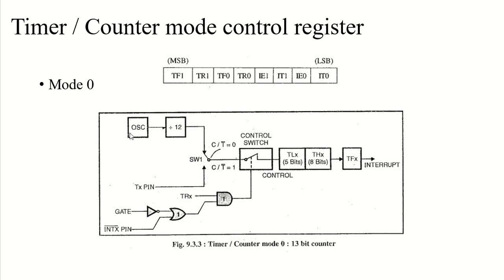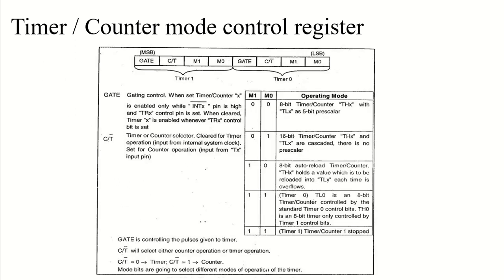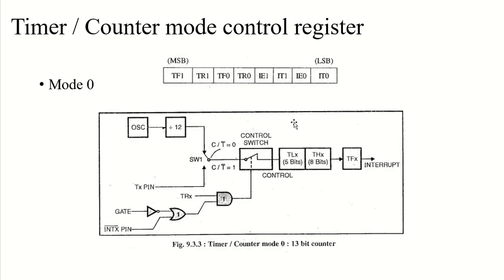What happens in this mode is that the timer will operate as a 13-bit register, right? Again, as we discussed, the TL would have a 5-bit prescaler and TH would have 8 bits. Remember, we discussed it over here. Let me show you here. See, THX with 8 bits and TLX as a 5-bit prescaler. So that's what is happening here.